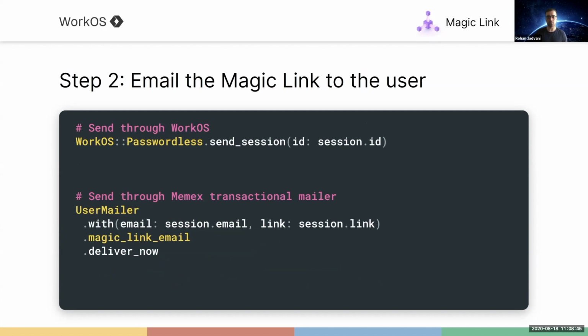If you just grab the identifier from the previous session response and pass that through, we'll send the email for you. The second option is maybe you want to brand and include some logos in your email. You can grab the link off the session object and then send it over with whatever transactional mailer service you have, as long as the link gets to the user somehow.